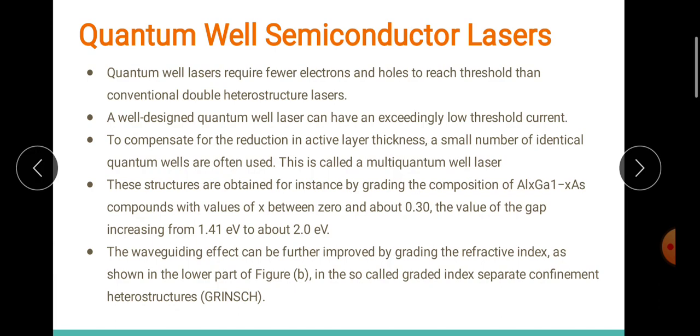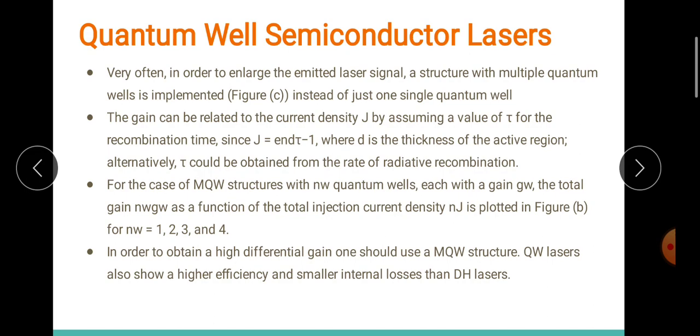Right. So as we have seen here, our previous structures are formed by grading the composition of aluminum gallium arsenide from 0 to 0.3. And in the other case, we have a graded refractive index, hence their name, graded index separate confinement heterostructures. Right.